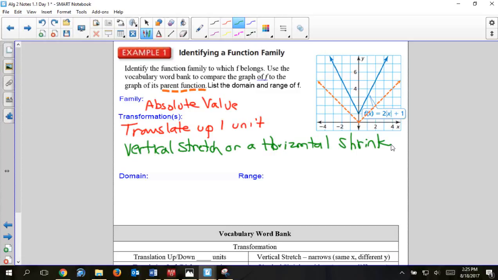Okay. Then domain. Domain is the x's. It is the input. It is the left to right. So if you look at the blue graph, how far does it go to the left? How far does it go to the right?